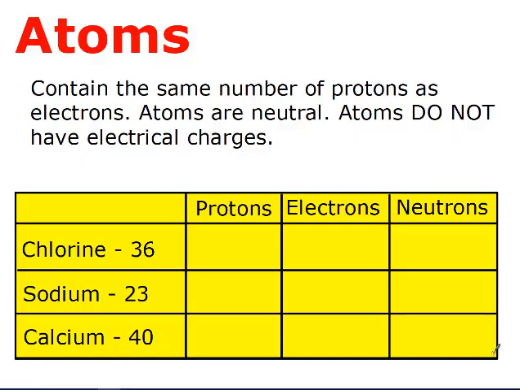Remember that an atom contains the same number of protons as electrons. Therefore, atoms are neutral and they do not have charges. So if we were trying to figure out the protons, neutrons, and electrons for these three, we would just look on the periodic table and know that our protons and electrons should equal each other.